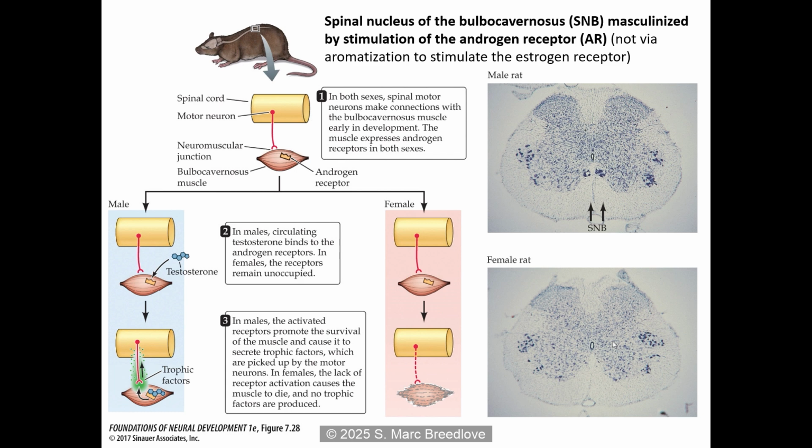One reason I talk about this in neural development is because we understand the site of action for testosterone to cause this. It turns out that, and this is why this material used to be in the chapter on apoptosis, early in life, testosterone prevents these motor neurons from dying.